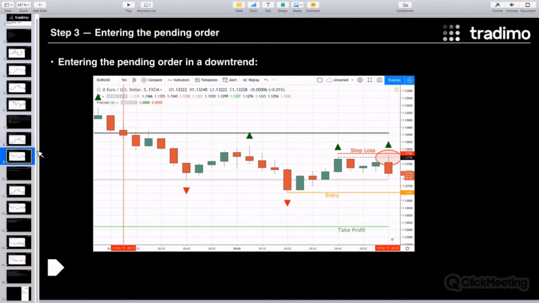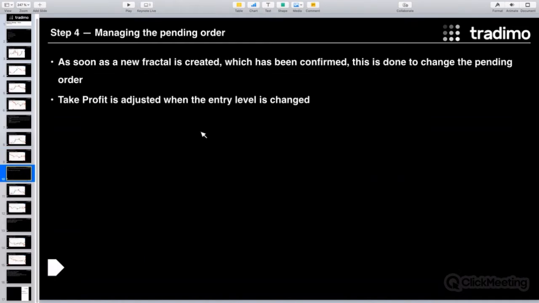This is not the case? Okay, then let's go ahead to step 4. Step 4 is managing the pending order. And I have managed it many times.